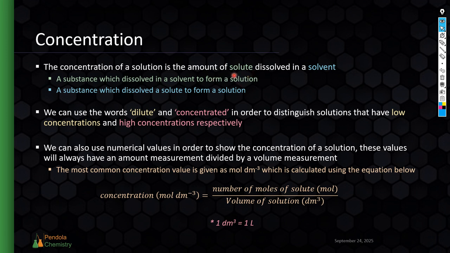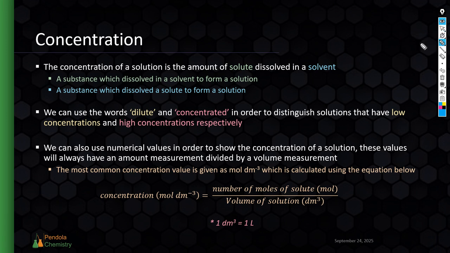So a solution consists of two parts: a very large amount of solvent and a solute that is dissolved in it, a smaller amount of it. The solvent is a substance which dissolves the solute to form the solution. So we're going to have more of the solvent than the solute. There's going to be a very large amount of solvent.